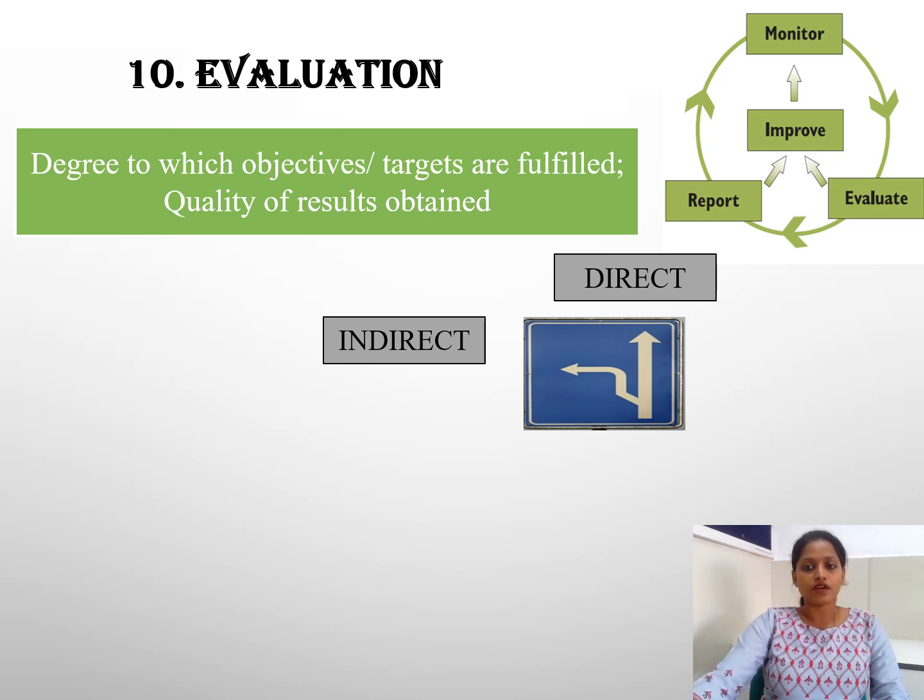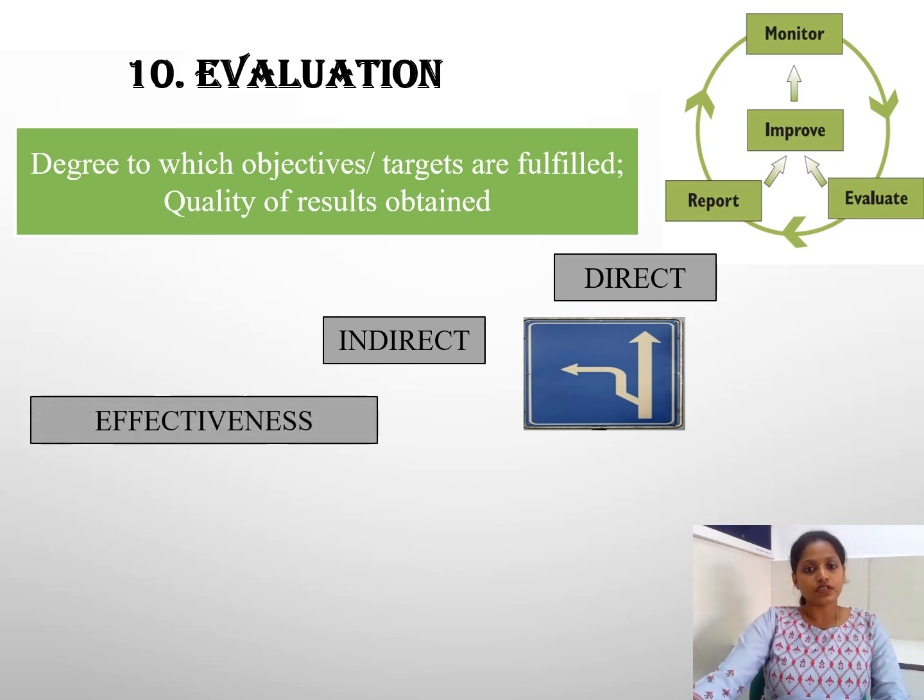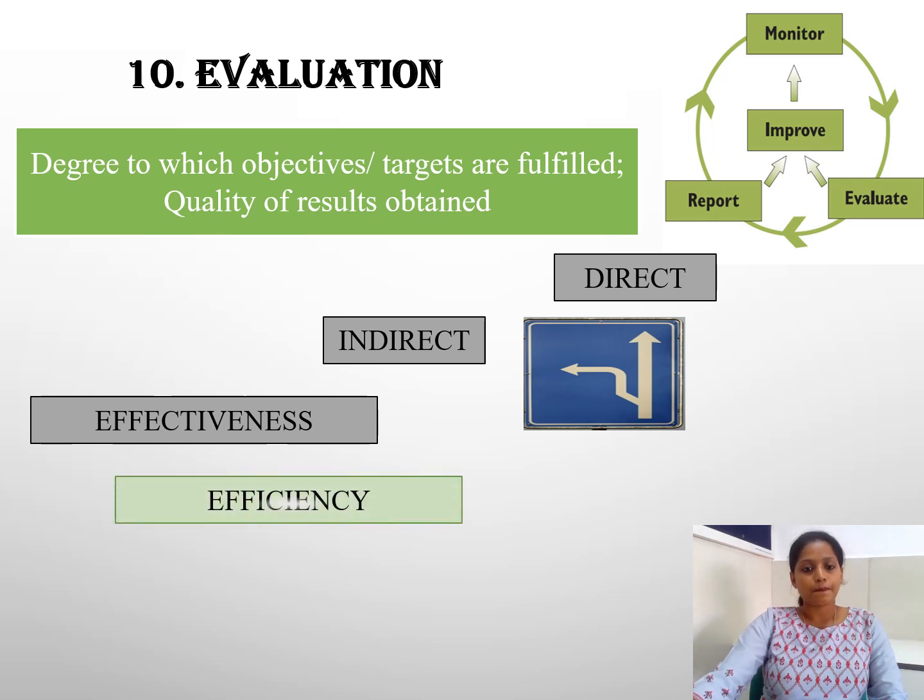And we have various criteria which are used in the evaluation of dental services, which includes effectiveness. Effectiveness raises the question, have the stated objectives been achieved? If the stated objectives have been achieved, it means the effectiveness of the program has been achieved. Then we have efficiency. Efficiency raises the question, what has been the cost in manpower or finance in relation to the output of the program?